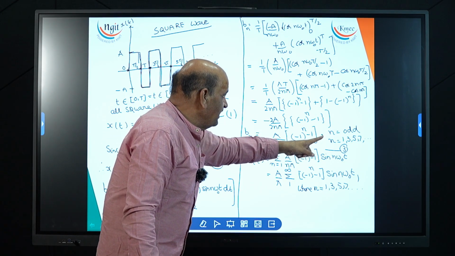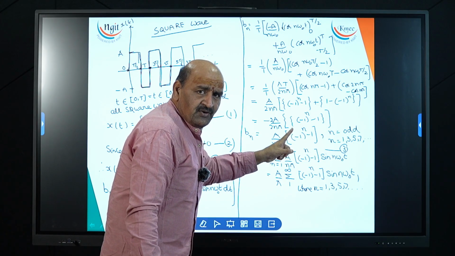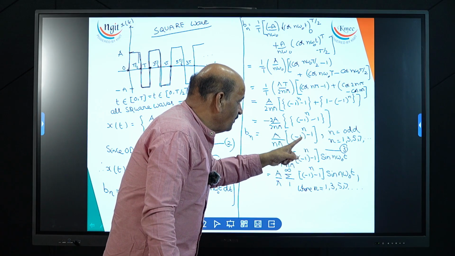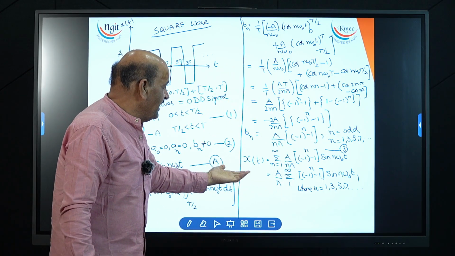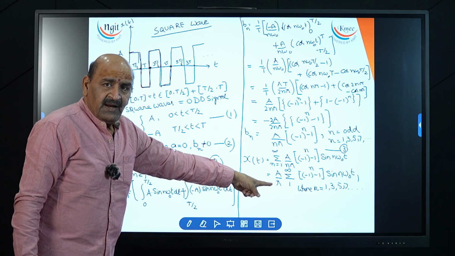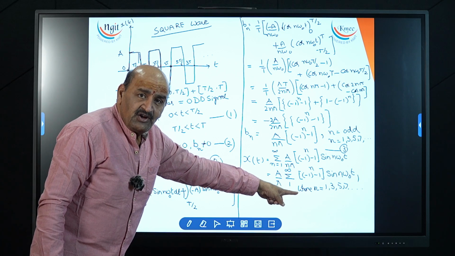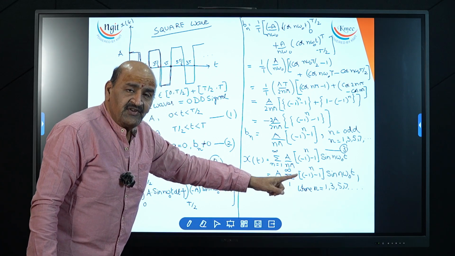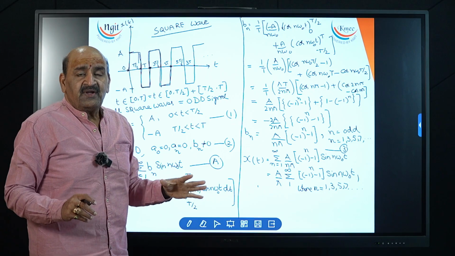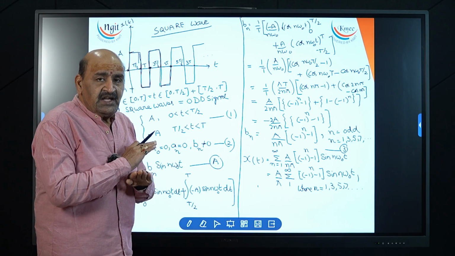So in this way, if n is odd, the entire value is nonzero; if n is even, the entire value equal to 0. So we have to take n equal to odd only. We substitute this value in the given signal. So ultimately, just look at what we got. At last we have to mention the value of n. N is odd, 1, 3, 5, 7 only. That means this series exists only for the odd values of n, not for even values of n.